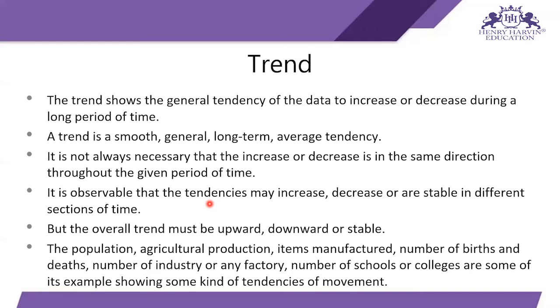Population, agriculture production, items manufactured, number of births, number of industries, or number of schools or colleges are some examples showing these kinds of tendencies of movement. So basically we can consider variables like population, agriculture, items manufactured, number of births, and all of these variables are showing trends like an upward trend, downward trend, or a stable trend.